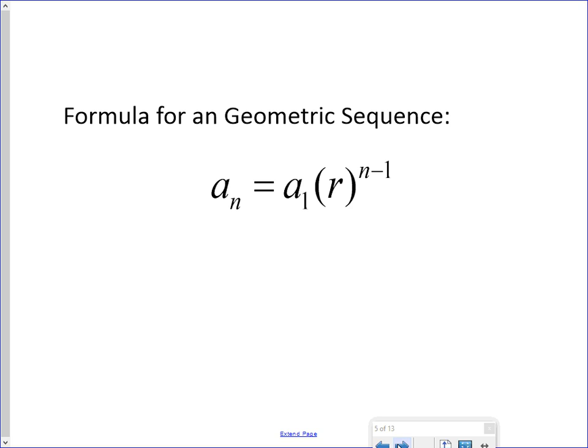The formula for a geometric sequence, or the explicit rule. If you've been noticing in your homework, when they talk about explicit rules, those are just the rules where you would just have to plug in n and you would get whatever term you were looking for.